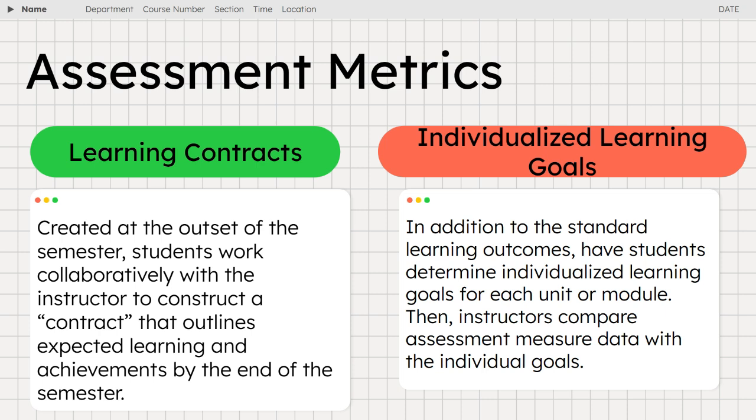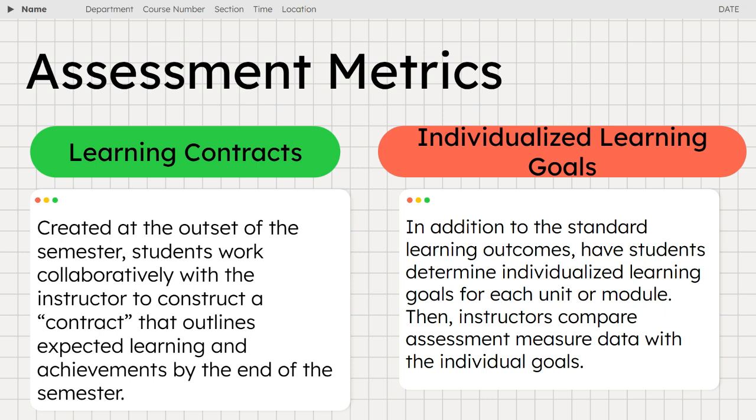And then individualized learning goals. In addition to the standard learning outcomes, have students determine individualized learning goals for each unit or module. Then instructors compare assessment measured data with the individual goals. So you've got, again, those standard student learning outcomes on the syllabus. They are not changing. The students need to meet them. However, maybe you break those down into smaller pieces per module and you create those with the students. And then at the end of the module, you talk about it.